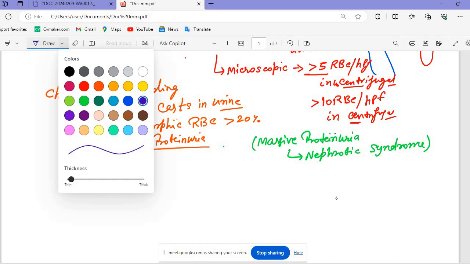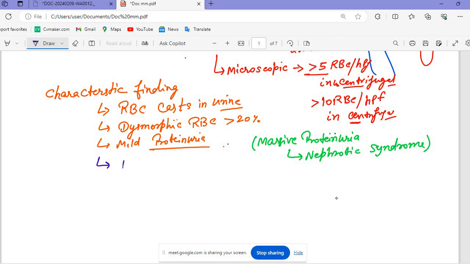Okay, then after that, remember, we can have pedal edema, and we can have periorbital edema. See, periorbital edema, I just told you in one disease. Which disease was it? In rheumatology we studied that periorbital edema is seen. Which disease?